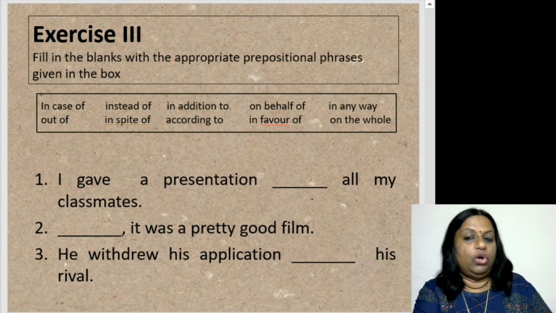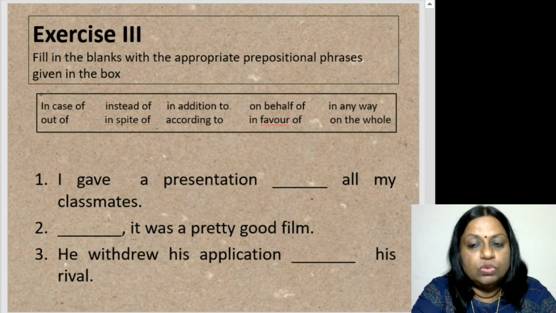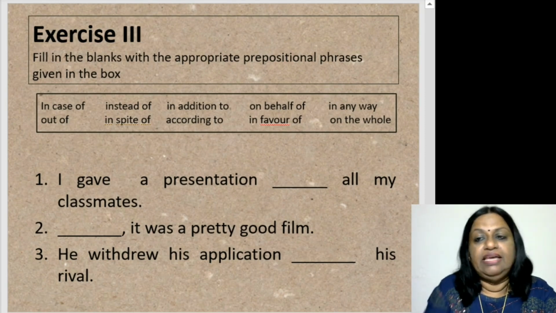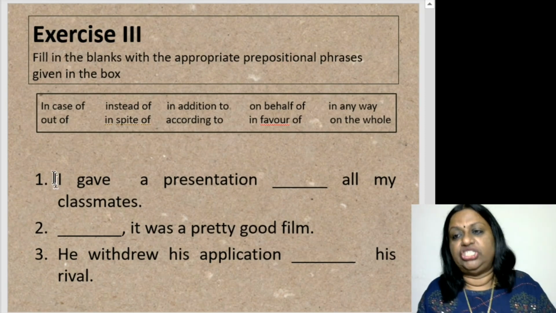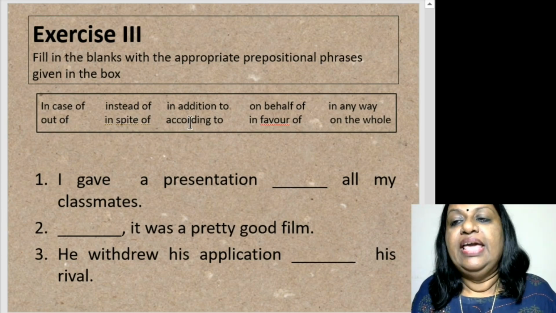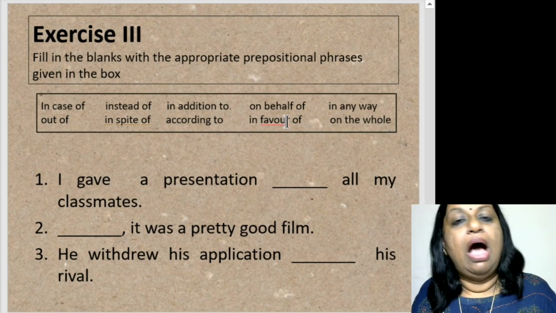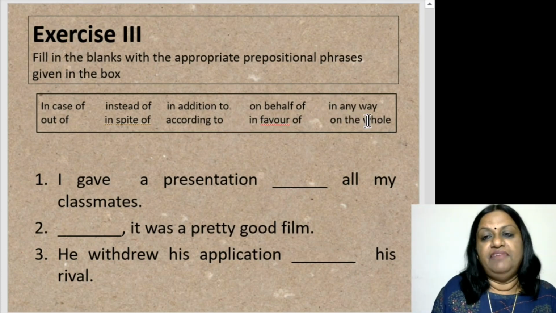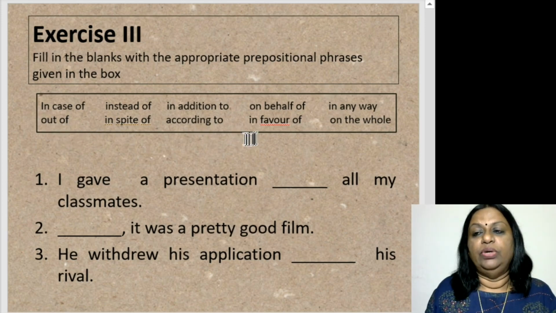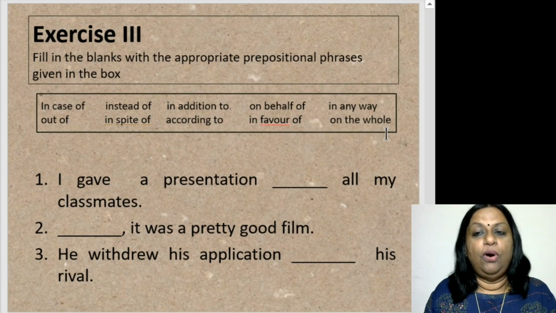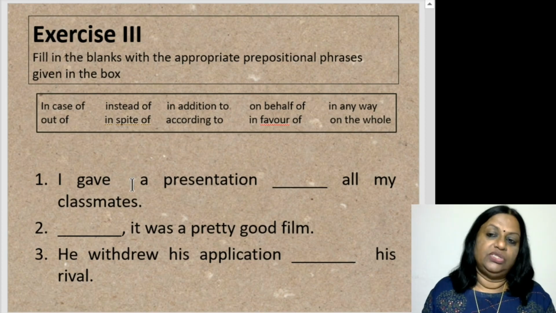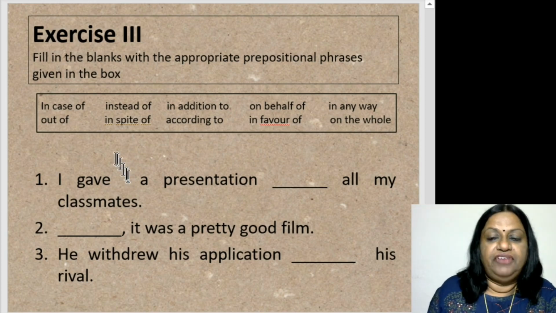In exercise 3, what we will do is fill in the blanks with appropriate prepositional phrases from the ones that are given in the box. Let's first look at the prepositional phrases in the box. In case of, instead of, in addition to, on behalf of, in a way, out of, in spite of, according to, in favor of, on the whole. All right. So these were the prepositional phrases. Let's try to fill in the blanks with the appropriate prepositional phrases.